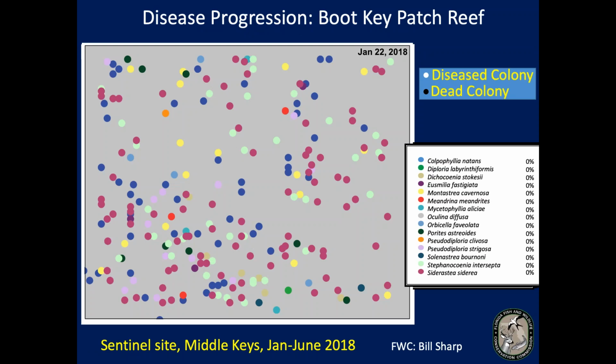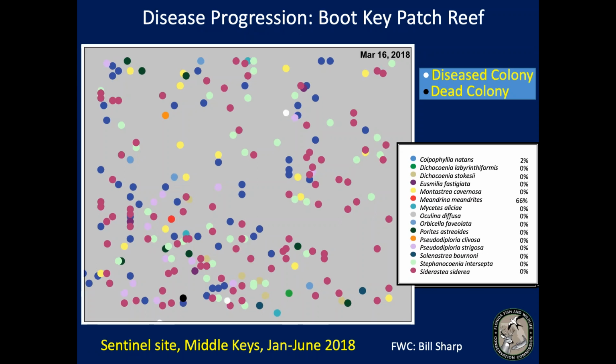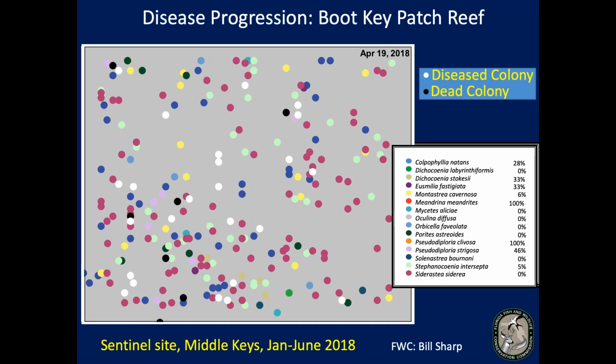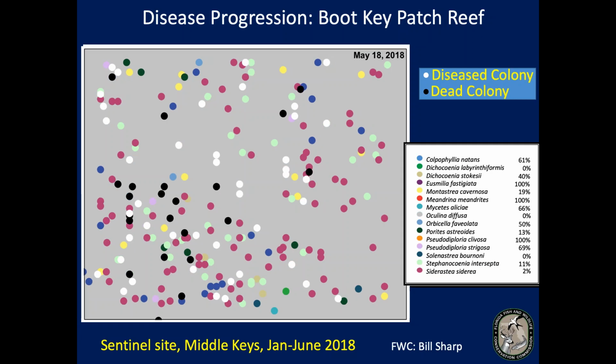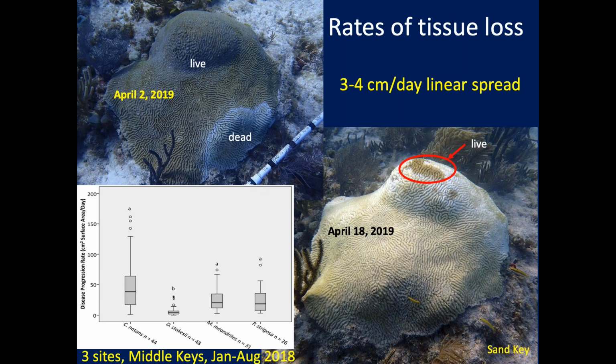To give you a sense of the spread within a reef over time, this is a map showing the spatial distribution of all the corals within a single plot. Each color represents a different species, and the white dots indicate actively infected corals, and the black dots are corals that died. So in January and February, the site was virtually disease-free, but beginning in March, the number of diseased corals rapidly increased, and by June, between 25 to 100% of the susceptible corals have become infected, and many of the corals have died.